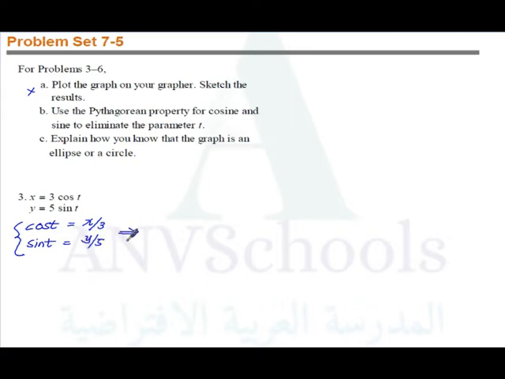Now, following the Pythagorean rule for sine and cosine, to define a unit circle, we have cosine squared of t plus sine squared of t is equal to 1, providing a model: (x over 3) squared plus (y over 5) squared is equal to 1. Now this is an ellipse.